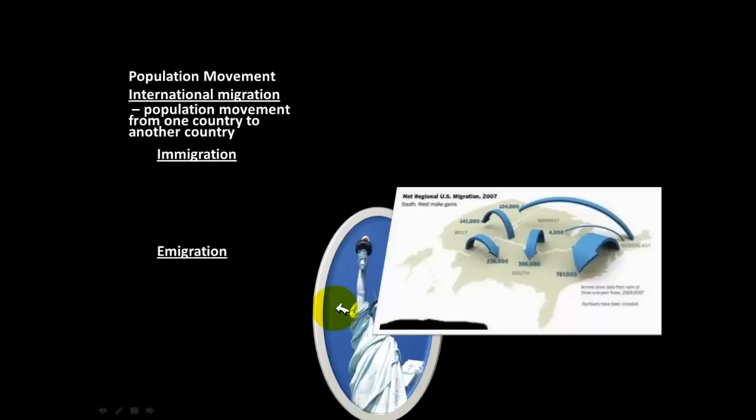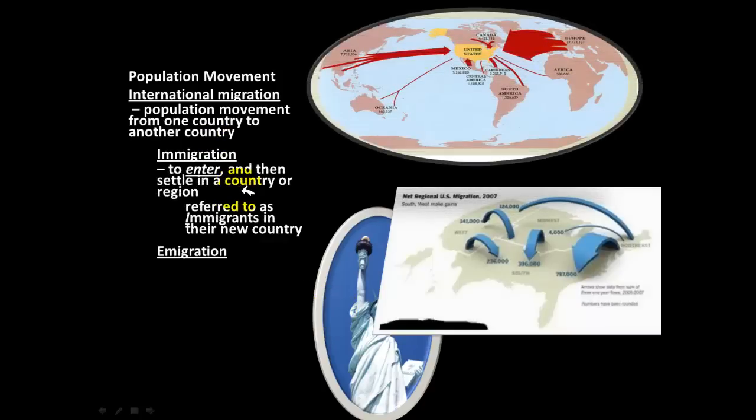Often when new immigrants come to the country by way of New York, the first thing they see is the Statue of Liberty. So the Statue of Liberty has come to represent hope to people who are migrating internationally to the United States. Immigration means to enter and settle in a new country or region. People who move from one country to another are referred to as immigrants.